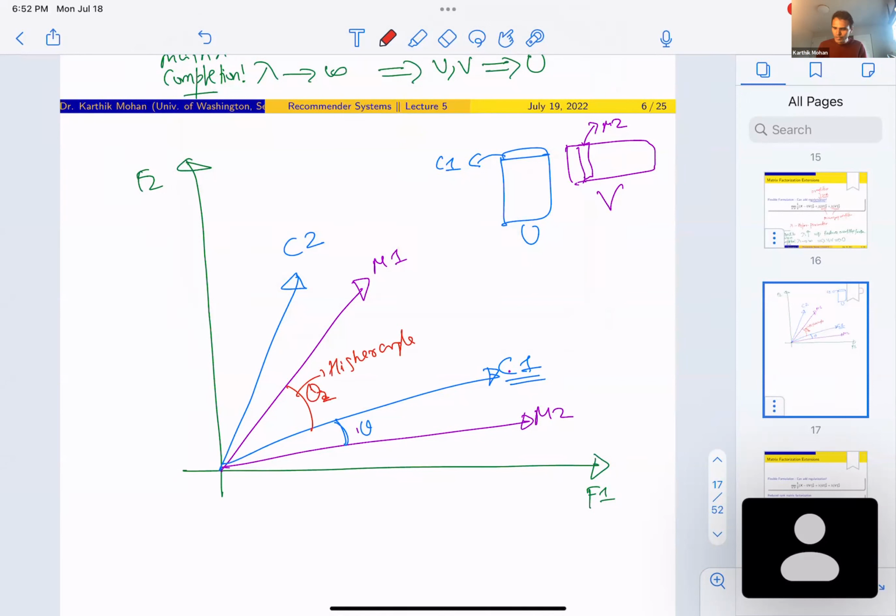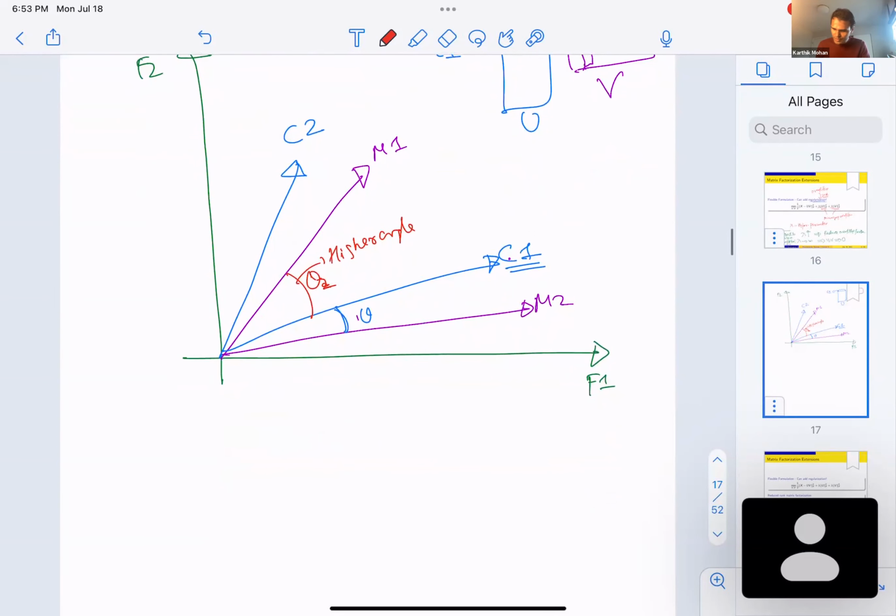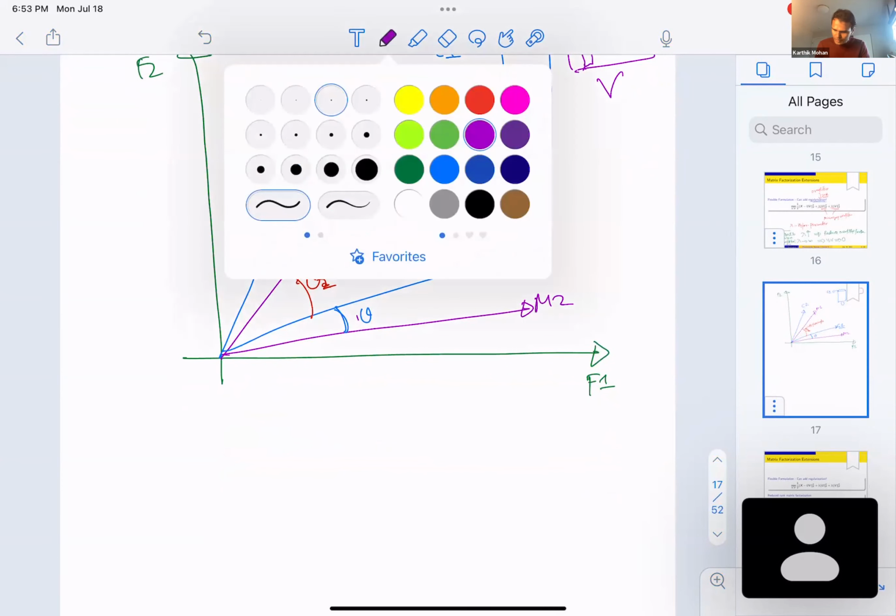Similarly, would customer 2 like movie 1 more or movie 2 more? The same principle, right? Yeah, movie 1. So again, okay, let me ask you this question again, so that you clarify for yourself.